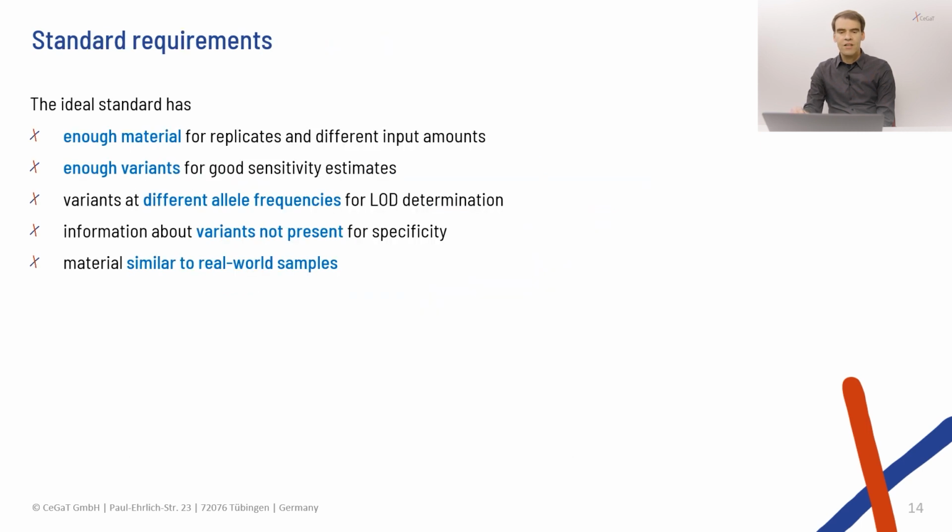With this background, let's look at what we need to do such a validation. We need enough material of a standardized sample to do replicates and check different input amounts. The sample has to have enough variance so we can get sufficiently good sensitivity estimates. The variants need to be at different allele frequencies so we can determine our limit of detection. We need information about variants that are not present in the sample to find out about specificity. And finally, we want the sample material to be as close to real-world samples as possible.